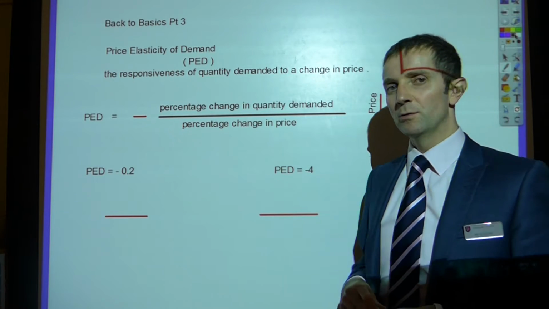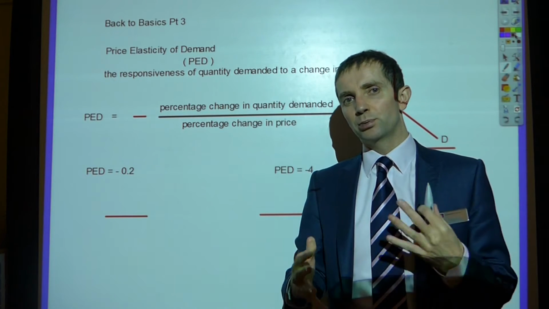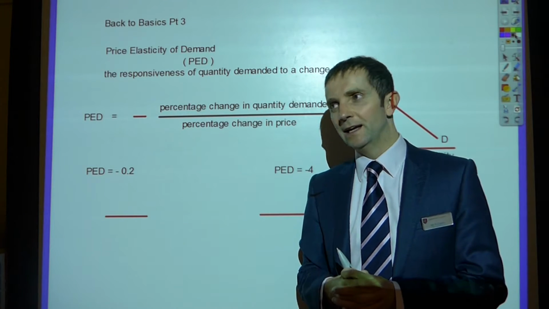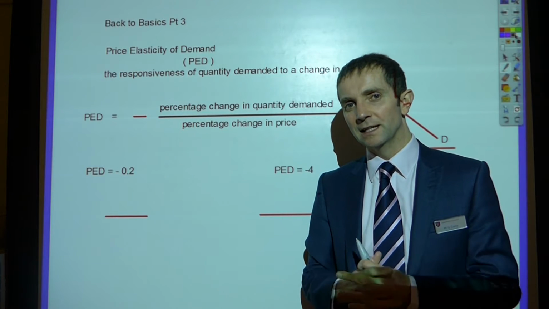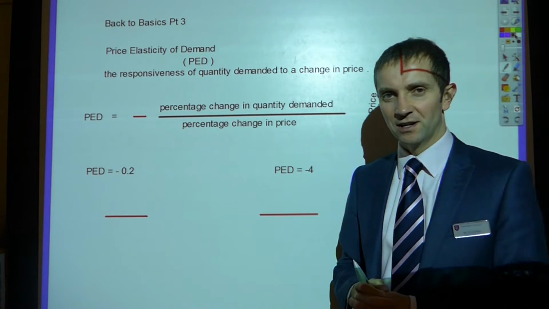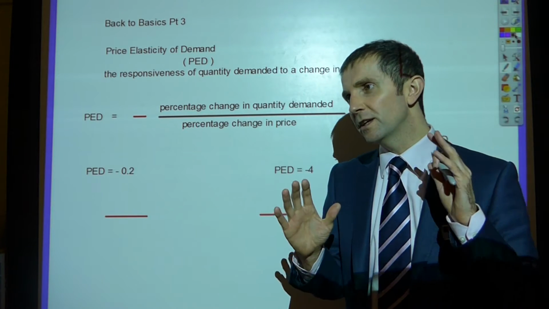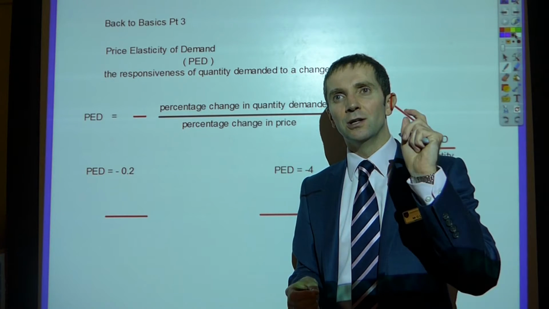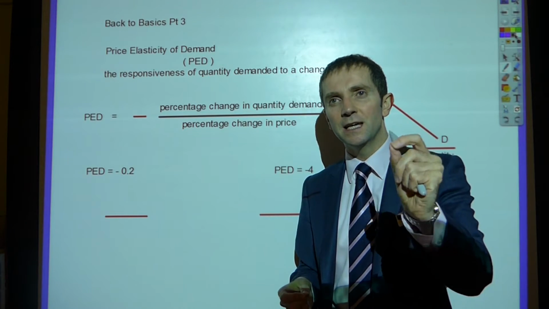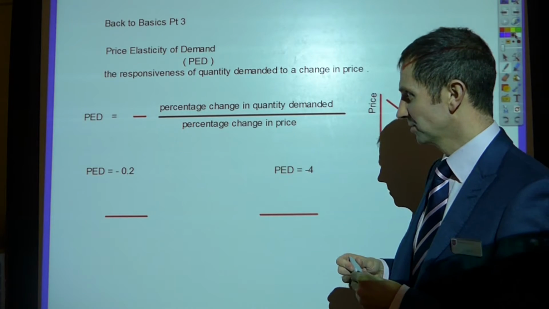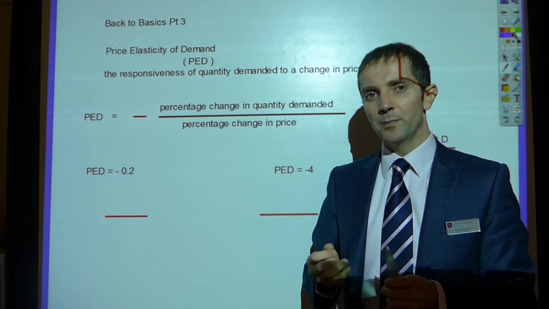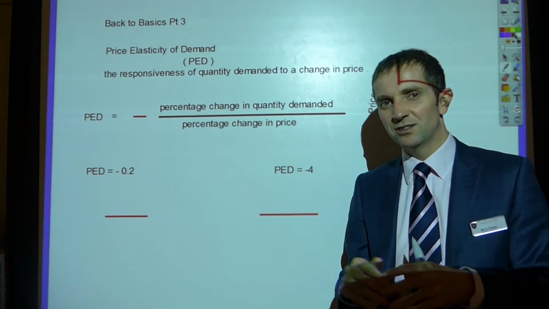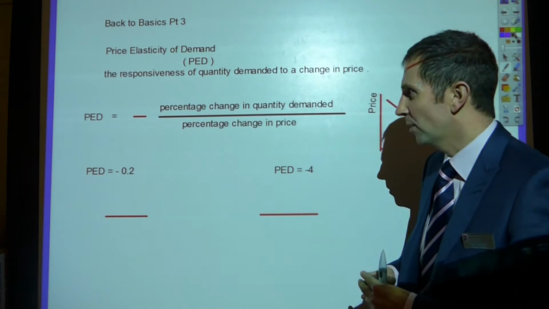And today I thought I would take a little bit of a look at price elasticity of demand. And maybe in future Back to Basics sessions we will have a look at income elasticity of demand and cross-price elasticity of demand. So I think one of the key things about price elasticity of demand is being able to interpret what a PED number actually means. So we all know what PED measures: it's the responsiveness of quantity demanded to a change in its determinant, and in this case the determinant is price.